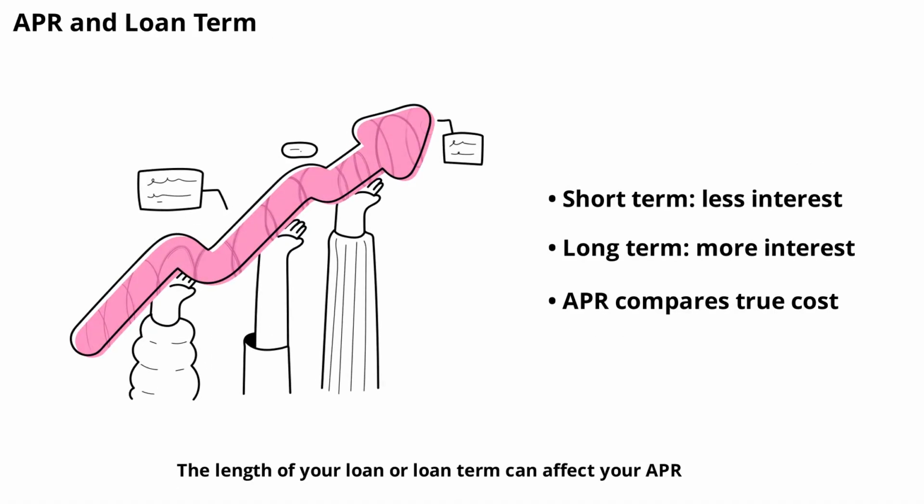The length of your loan, or loan term, can affect your APR. Shorter-term loans might have higher monthly payments but lower total interest, while longer-term loans can have lower payments but higher total interest and fees. APR helps you compare these options on an equal footing, so you can see which loan is truly more affordable over time.